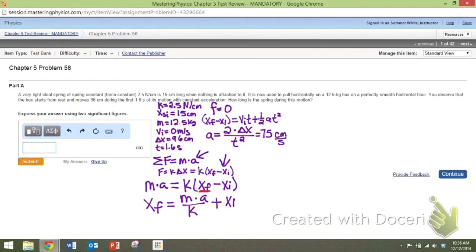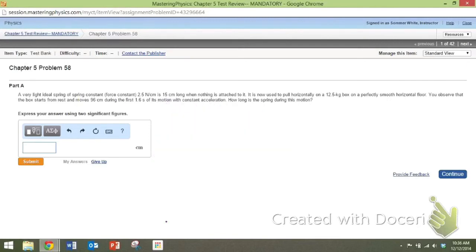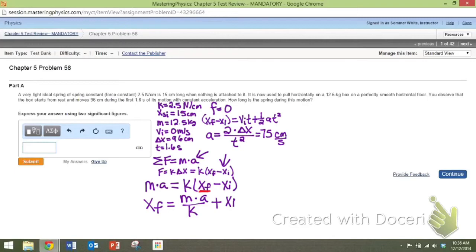so we need to make... and our final answer is asking for centimeters. Oops, I'm sorry. I seem to have lost some information. All right, there it is. Our final distance we are looking for is in centimeters. Because of that, we are going to end up having to do some conversions.